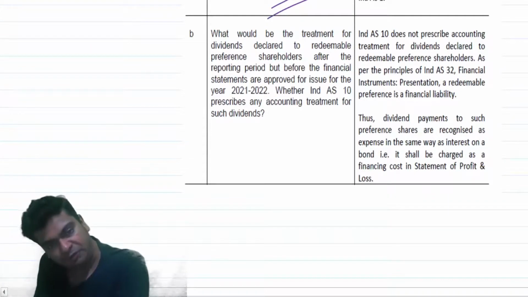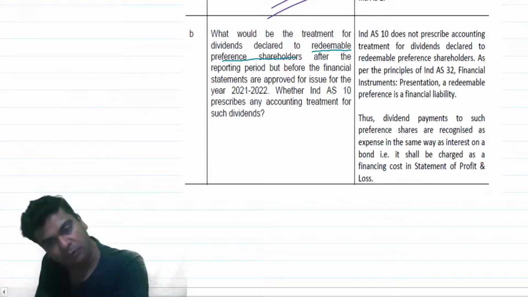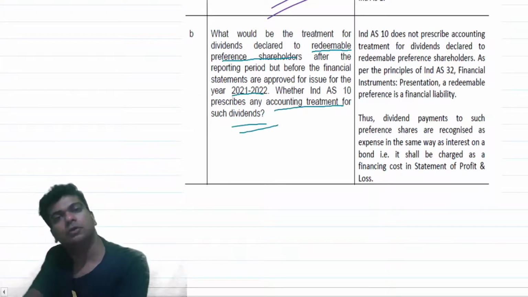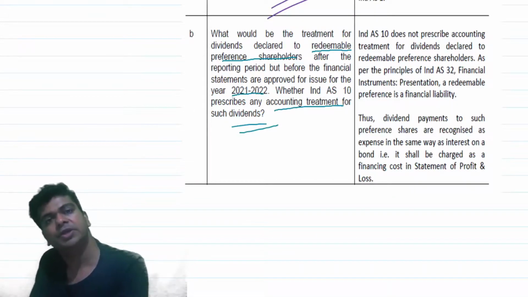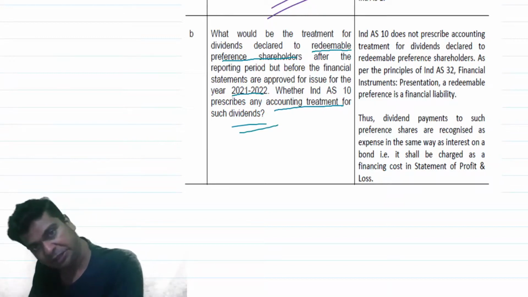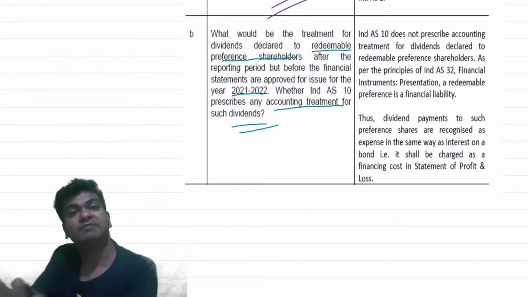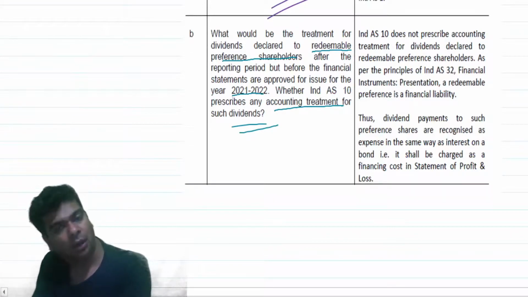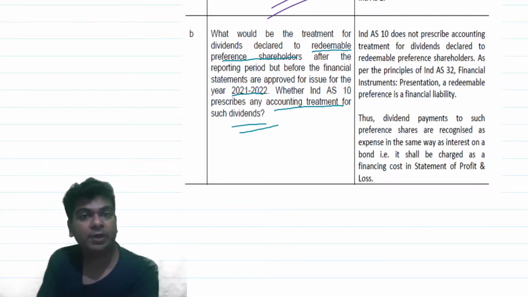What would be the treatment of dividends declared to redeemable preference shareholders after the reporting period, but before the financial statements are approved for issue for the year 2021-22? Does Ind AS 10 prescribe any accounting treatment for such dividends? I better assume that these redeemable preference shares are classified as financial liability under Ind AS 32. If they are financial liability, then the dividend that you are paying is a financing cost. In other words, these dividends are outside the scope of Ind AS 10, and that is the reason we prescribe treatment as per Ind AS 32.